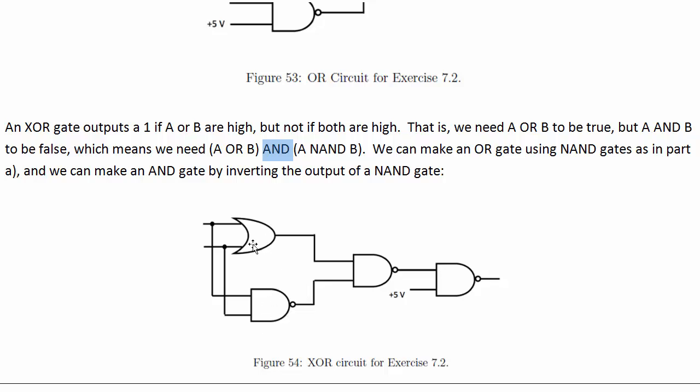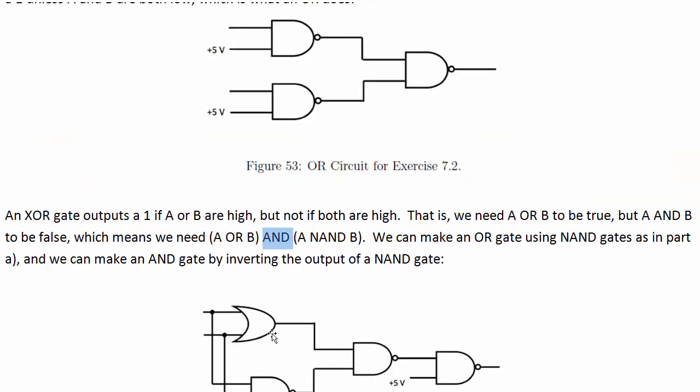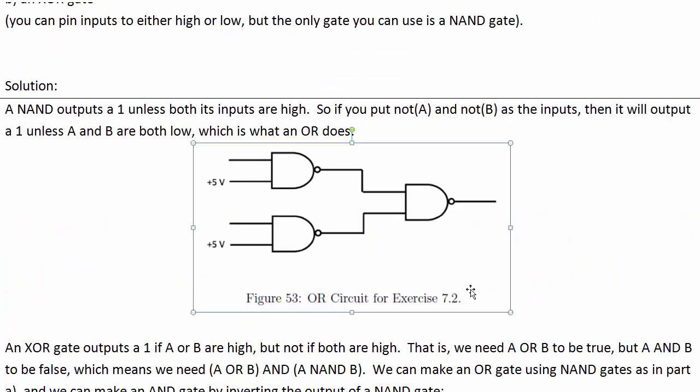And wait a minute, we're using an OR gate. That's cheating. Ah, not so, because in the last part, we figured out how to make an OR gate with a NAND gate.